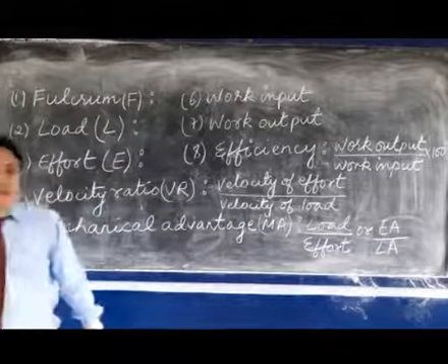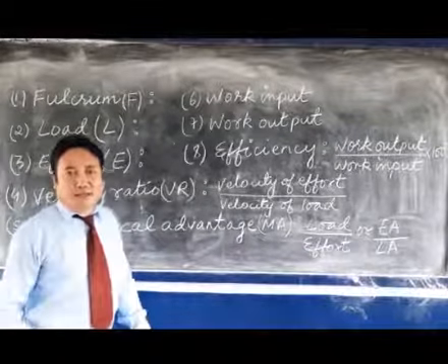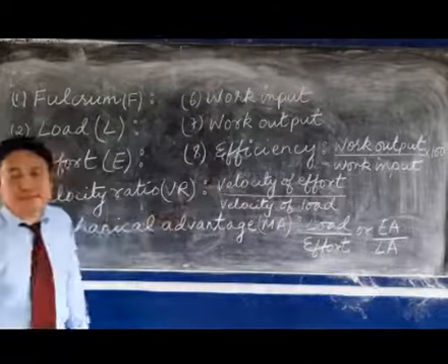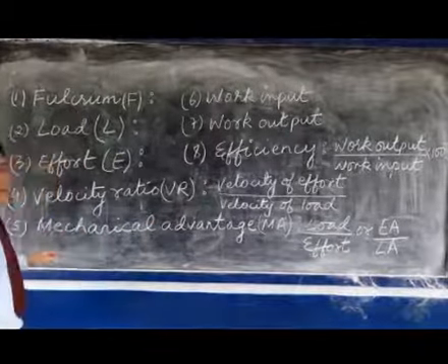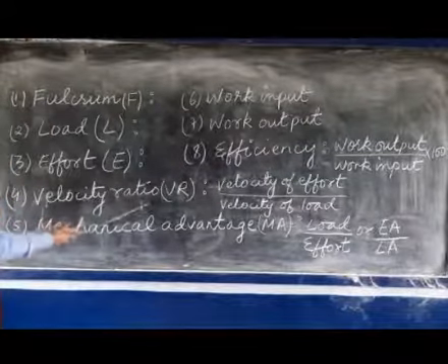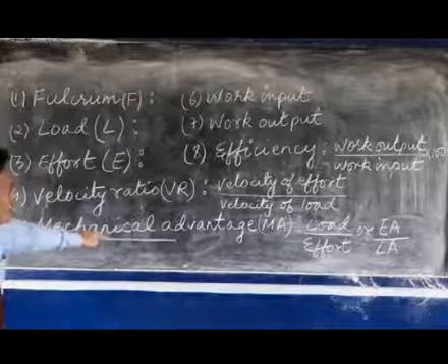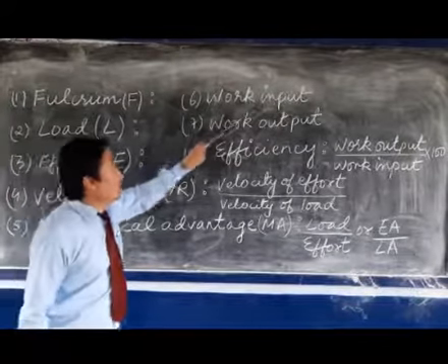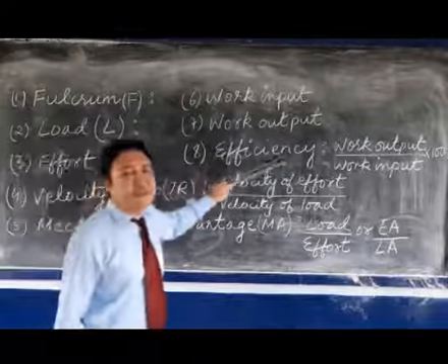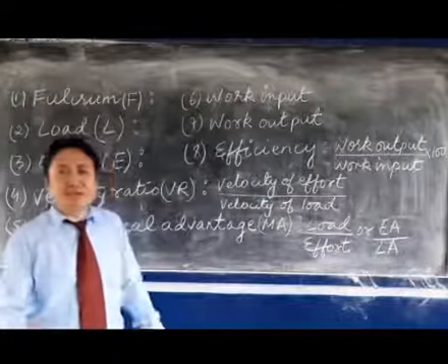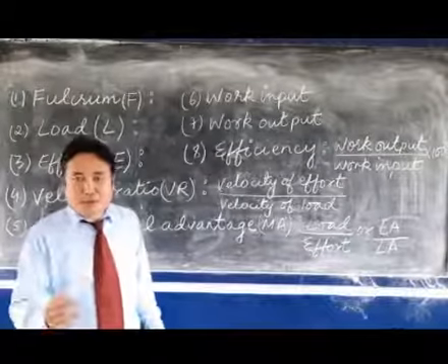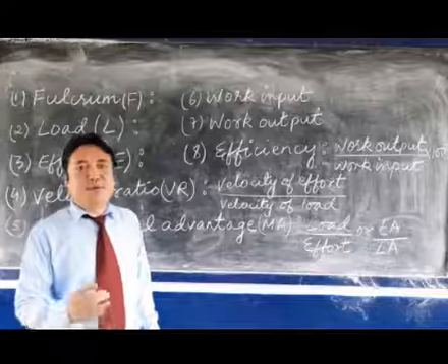Now, what are the terms which are related with simple machines? When you talk about simple machines, you should remember all these things. Number one is the fulcrum, second is the load, third is the effort, fourth is the velocity ratio, fifth is mechanical advantage, sixth is work input, seventh is work output, eighth is the efficiency. These are the terms which you should remember when you study simple machines.